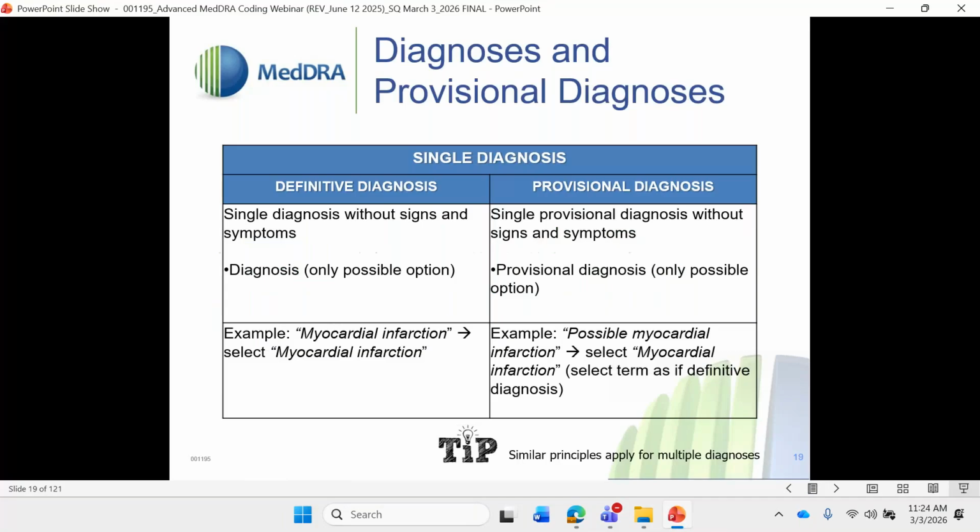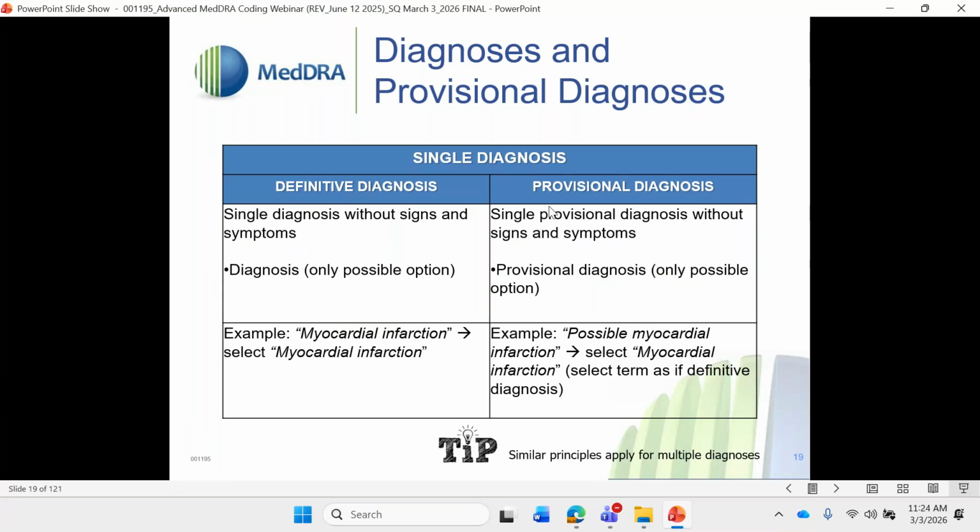Now we're going to look at some of the various topics that the PTC document, or the Points to Consider term selection document, addresses. Here we are guiding you on how to approach a single diagnosis. If you have a definite diagnosis without signs and symptoms, it's very easy. Since you only have a diagnosis given, there's no associated signs and symptoms. The best thing to do, for example, myocardial infarction, is you select the term myocardial infarction. Because that's all you're given, a diagnosis. There's no signs and symptoms.